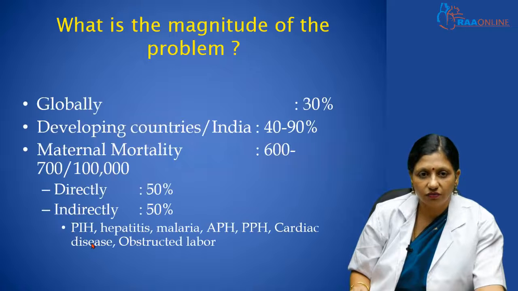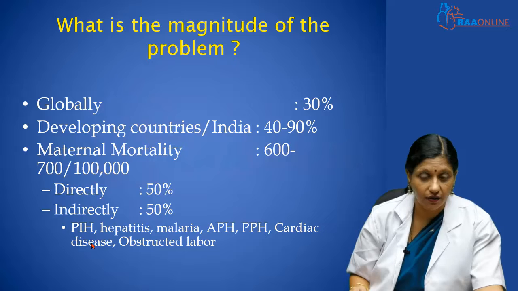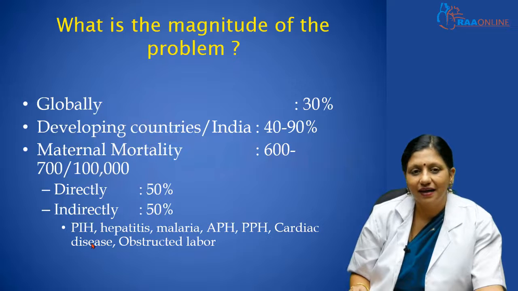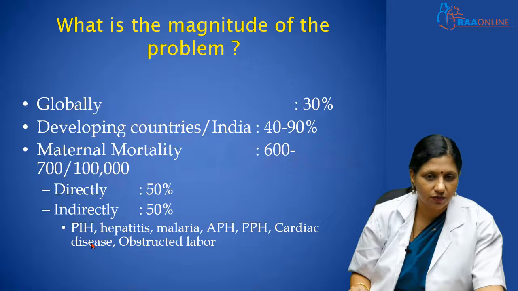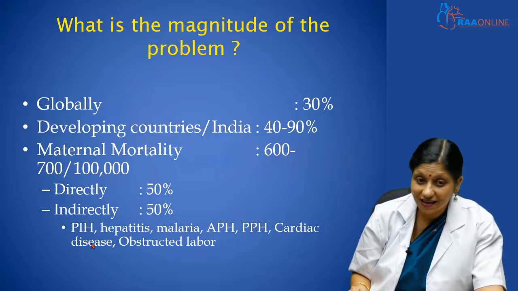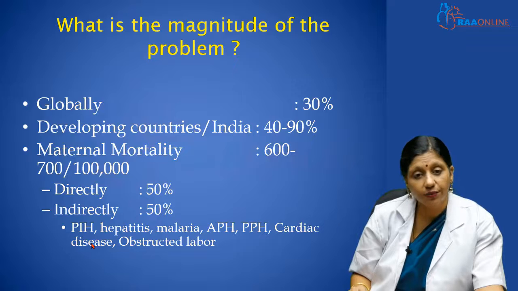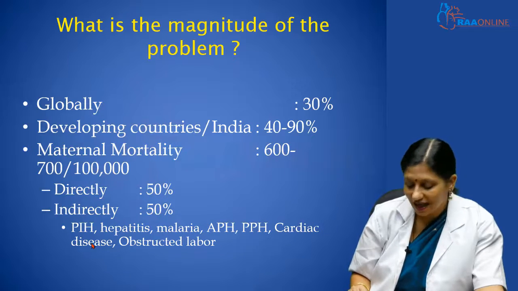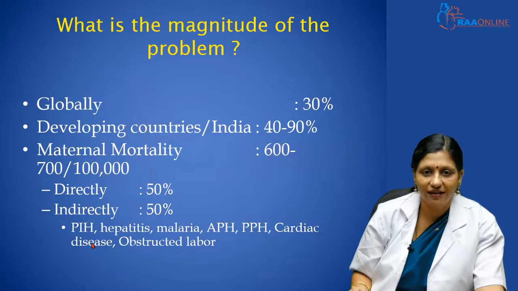So what is the magnitude of the problem? Globally around 30%, in India it is around 40 to 90% depending upon the state we are talking about. The maternal mortality is high, 600 to 700 per 1 lakh, and anemia is directly responsible for 50% of cases and indirectly responsible for another 50% of cases, as anemia can also lead to PIH or predispose to conditions like malaria, death from APH, PPH, cardiac disease, and death from obstructed labor. So anemia is directly or indirectly the major cause of maternal death.